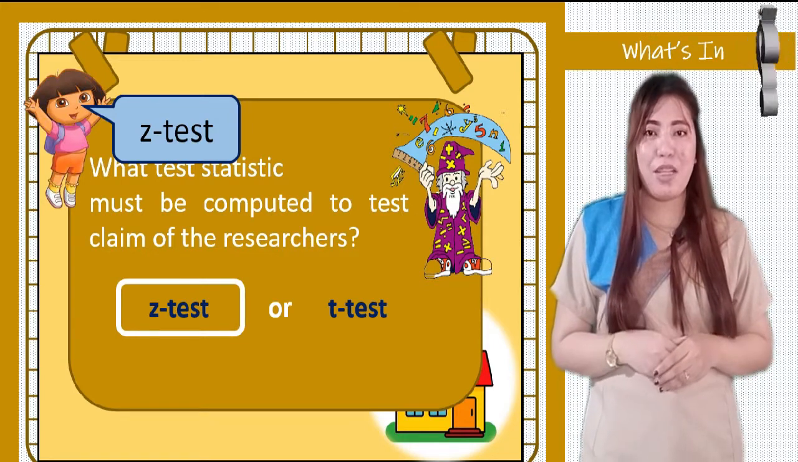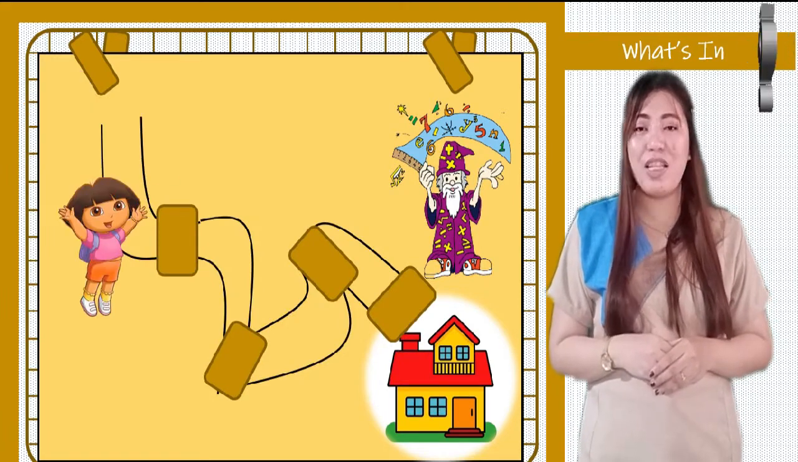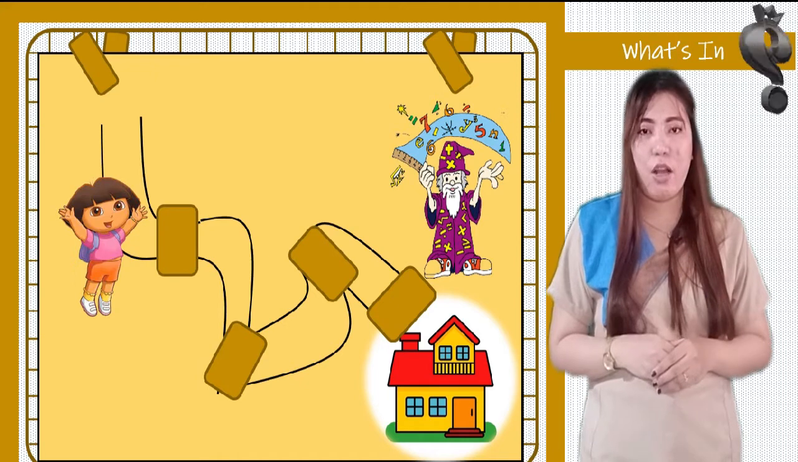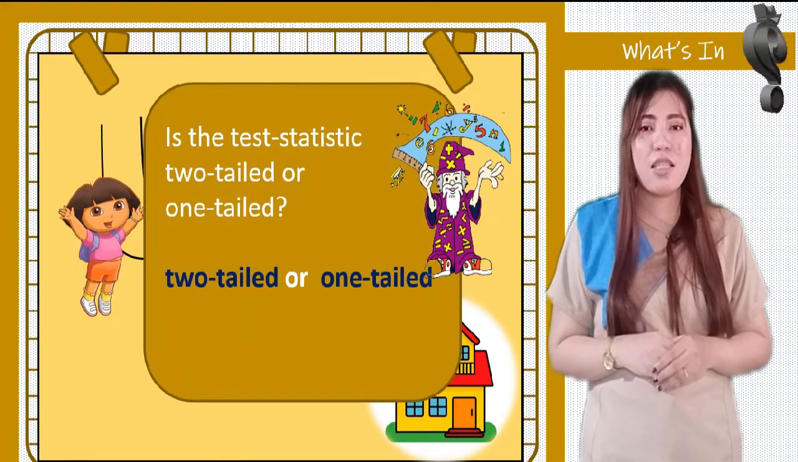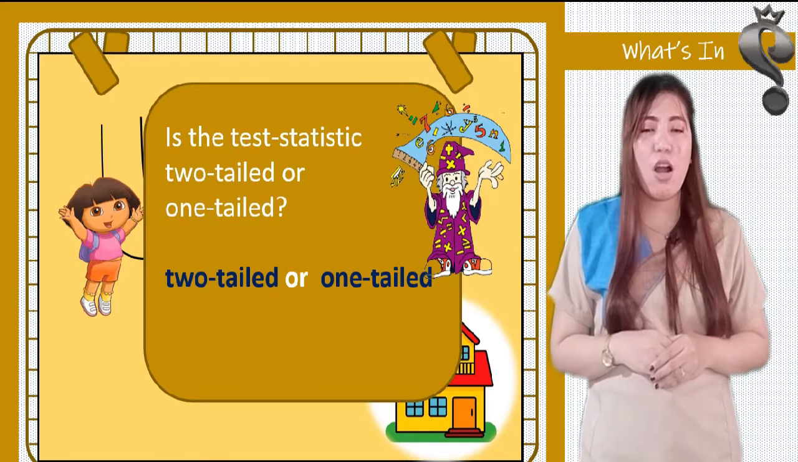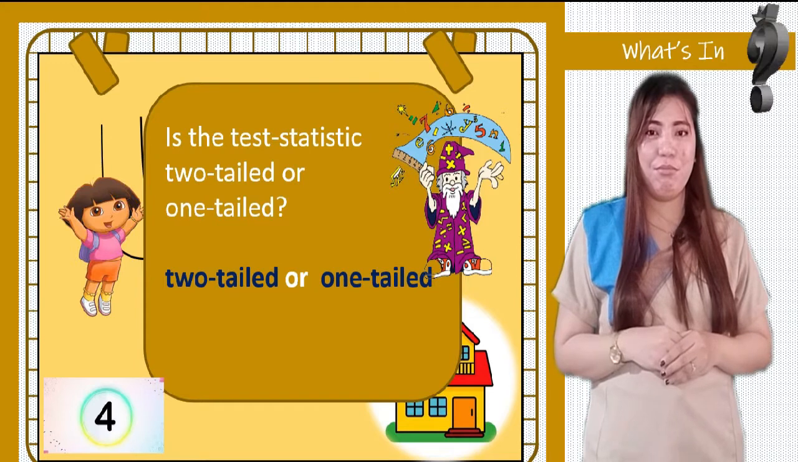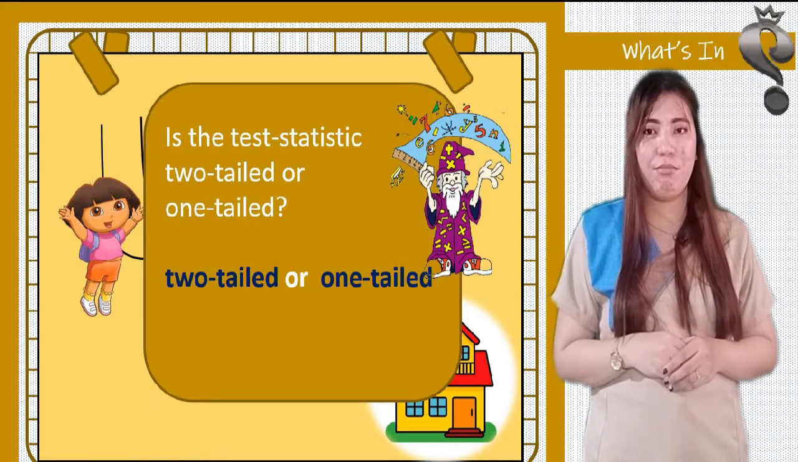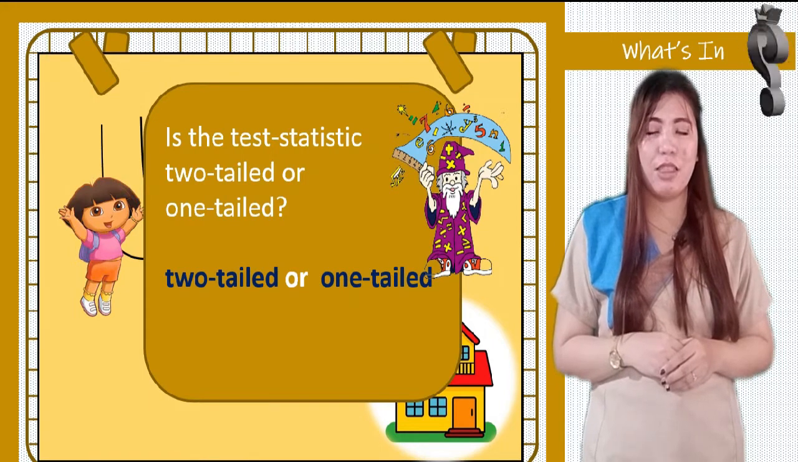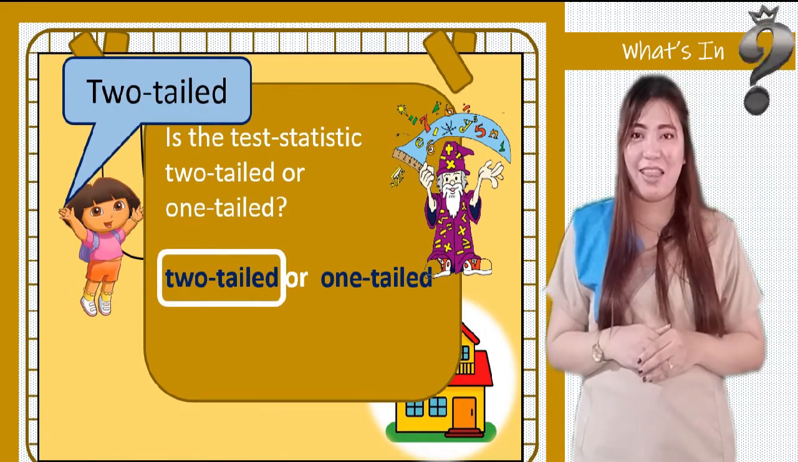The first barrier disappeared. Dora continues to walk on second block. She opens and reads the question. Is the test statistic two-tailed or one-tailed? 5 seconds. Dora's answer is two-tailed, and she is right.